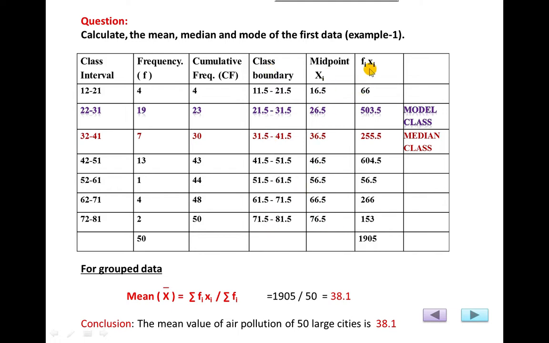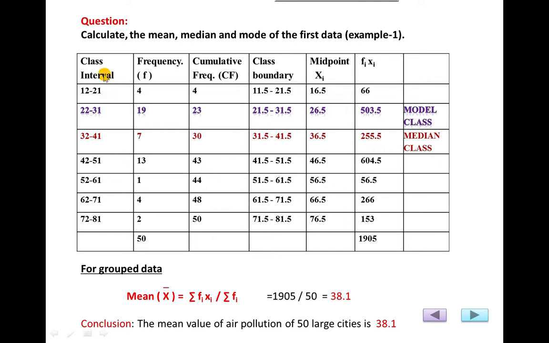Now the next column is the product of the frequency and midpoint. You know that this is the requirement of the mean. This is not a part of the frequency distribution table, this is the requirement for the mean. We will construct the columns according to the requirement.